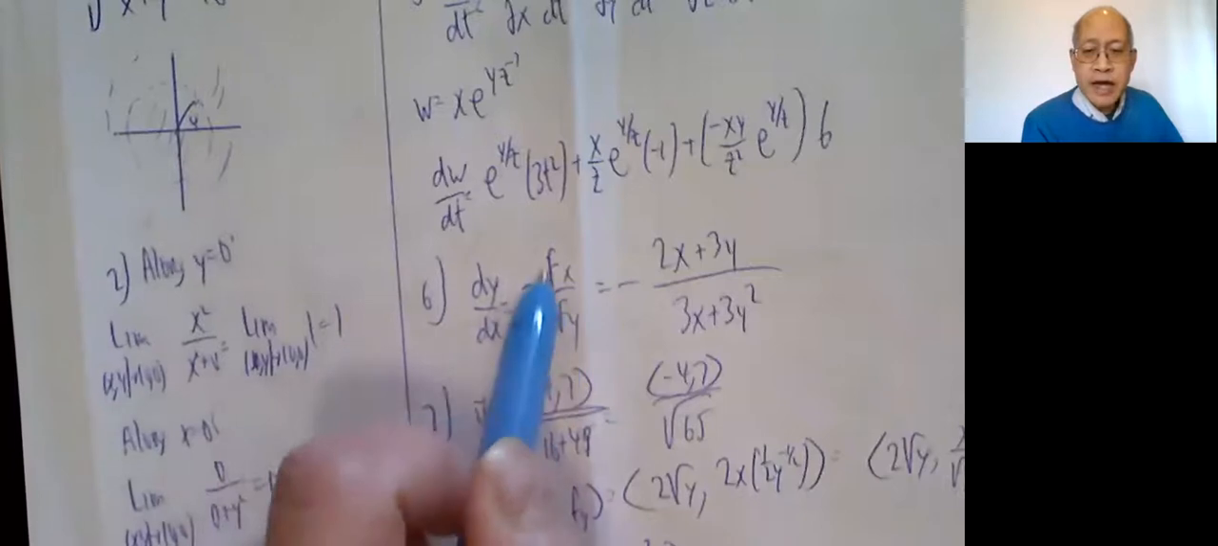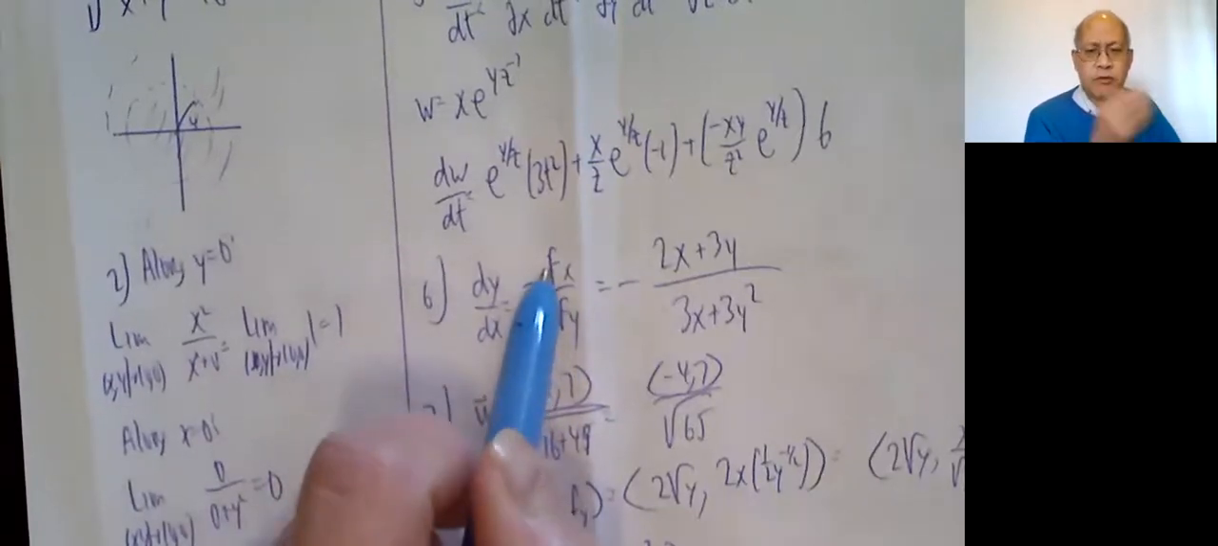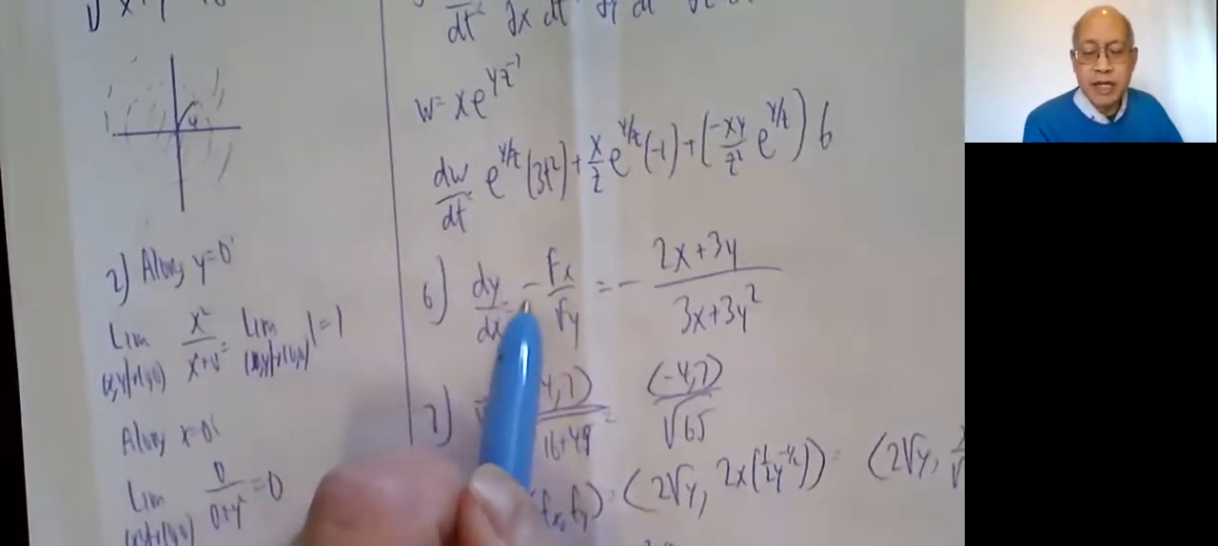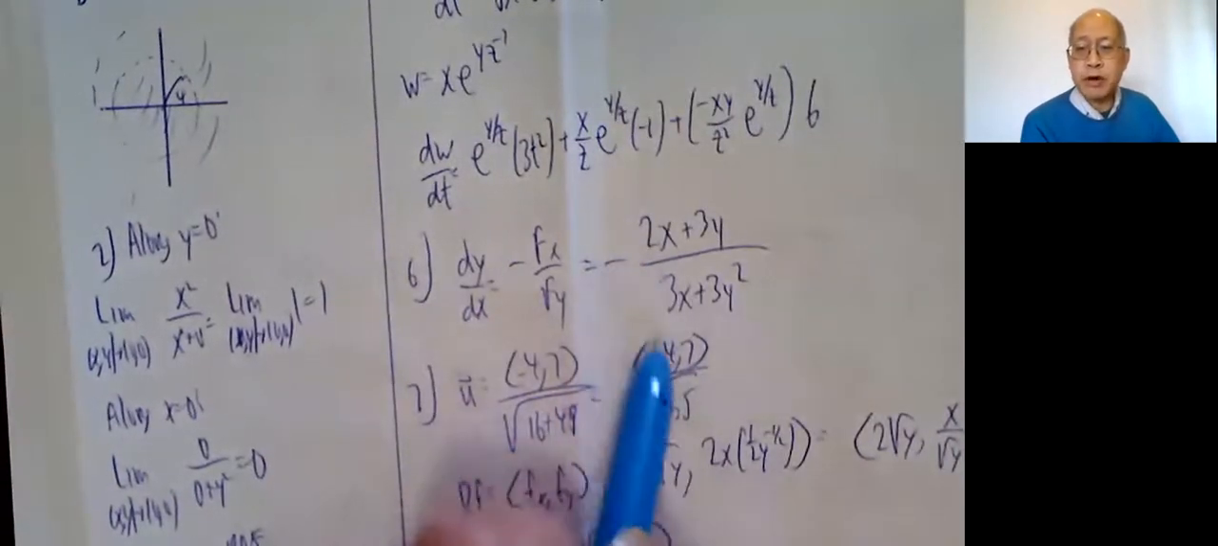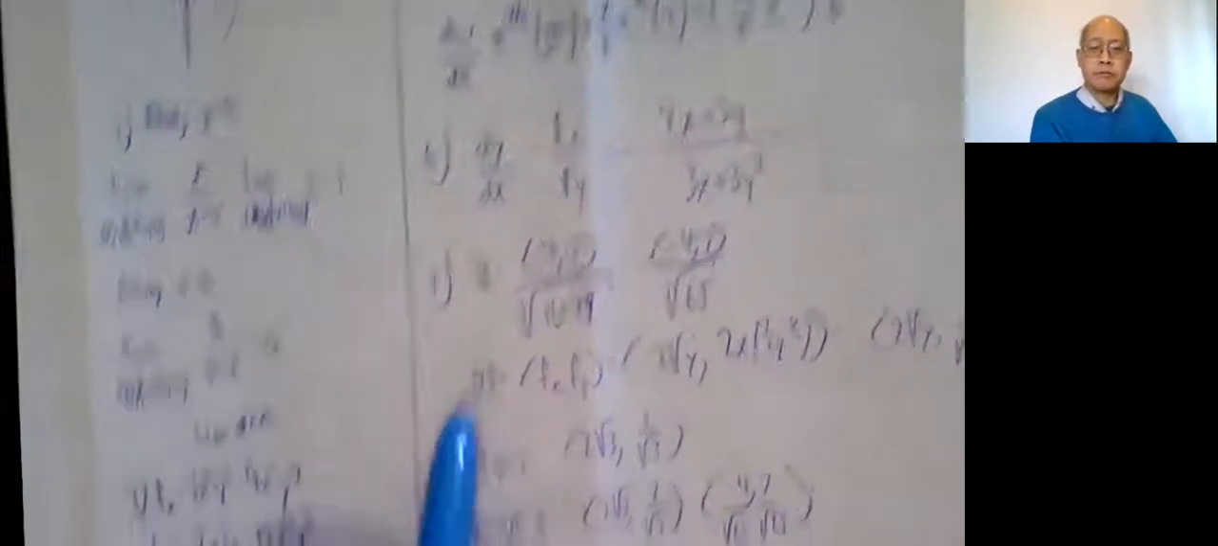dy dx is negative fx over fy. Some of you had fy over fx. Some of you maybe forgot the minus sign, so you may have lost a point or 2 on that. But anyway, negative 2x plus 3y over 3x plus 3y squared.